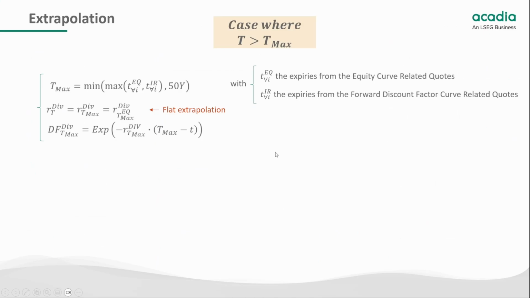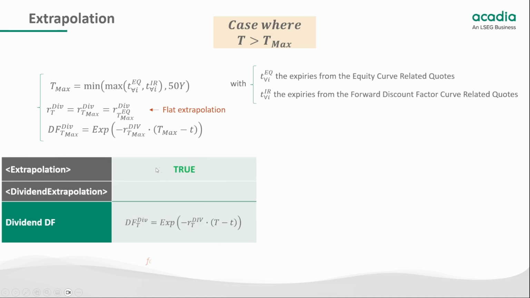Now we have two nodes, if you remember correctly, to parameterize how this extrapolation is performed, which creates 3 different scenarios. Scenario 1, the node extrapolation is set to true. In that case, the dividend extrapolation node is not considered. And here the documentation says that extrapolation in the forward price is allowed. It simply means that we're using the standard discount factor calculation method with a flat extrapolation of the dividend rate, or div upper T, which is also equal to r div Tmax, which is, as we saw before, also equal to the dividend rate calculated at the last expiry date from the equity curve, so Tmax EQ.